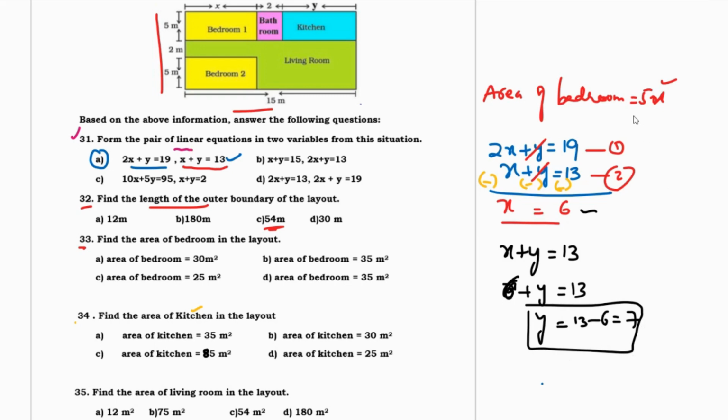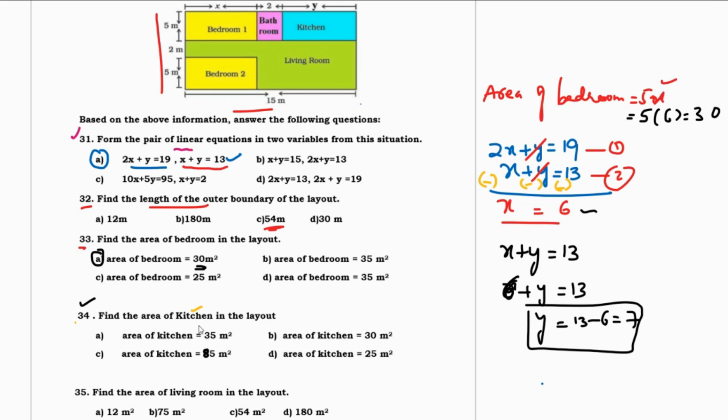Now it is easy to find the area of the bedroom. Bedroom is 5x, so x is 6, 5 times 6 is 30. Therefore, the area of the bedroom is 30 meter square. So for the 33rd question, option A is the correct answer.